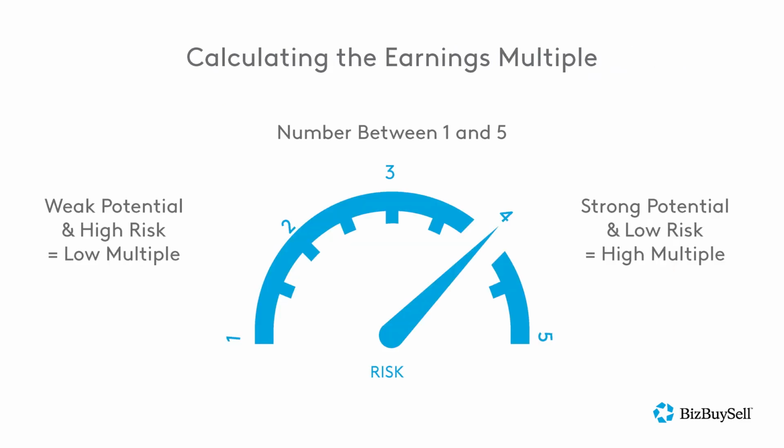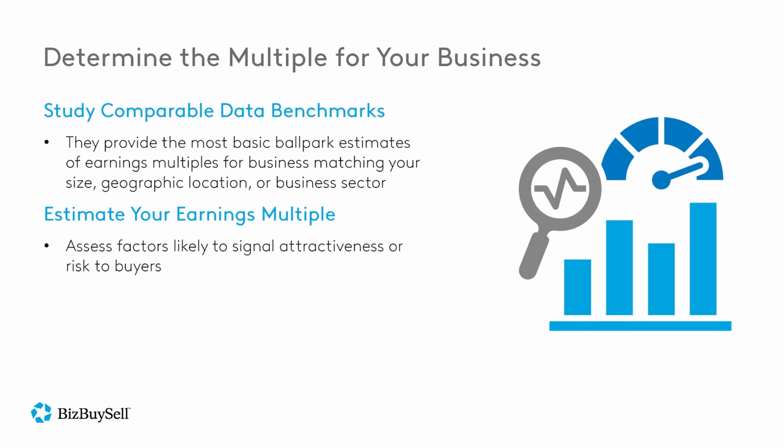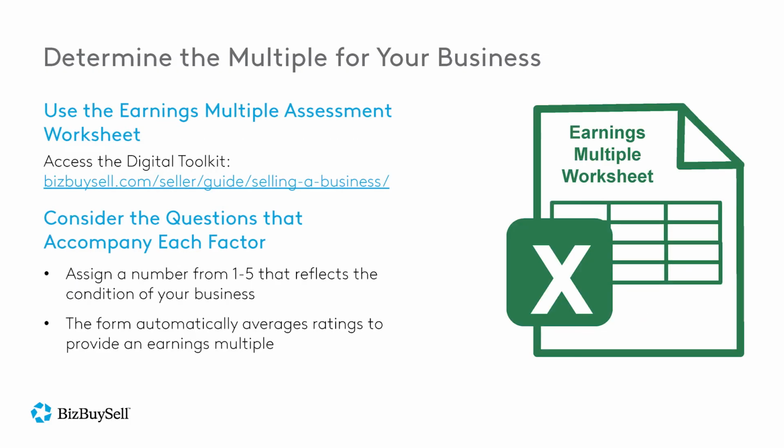Calculating the earnings multiple. The earnings multiple used in most small business valuations is a number between 1 and 5. Businesses with weakest potential and highest risk have the lowest multiples, and businesses with strongest potential and lowest risk have the highest multiples. To determine the multiple for your business, begin by studying comparable data benchmarks described in the previous section. They provide the most basic ballpark estimates of earnings multiples for businesses matching your size, geographic location, or business sector. You can begin to estimate the earnings multiple for your business by assessing factors likely to signal attractiveness or risk to buyers. To begin, open the Earnings Multiple Assessment worksheet in the digital toolkit.